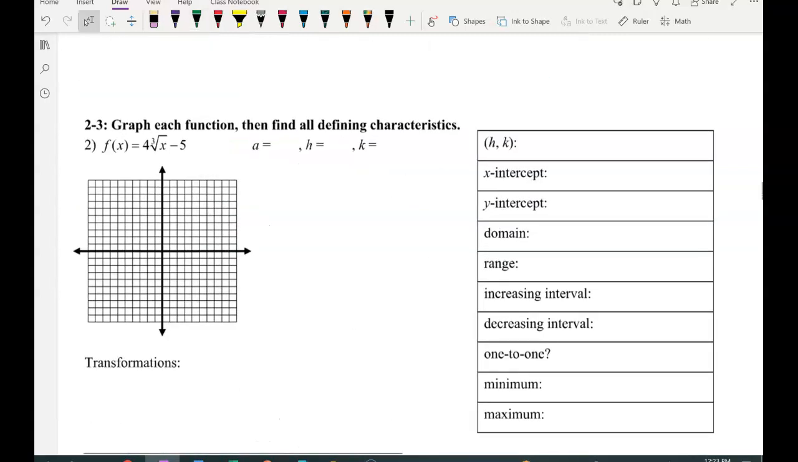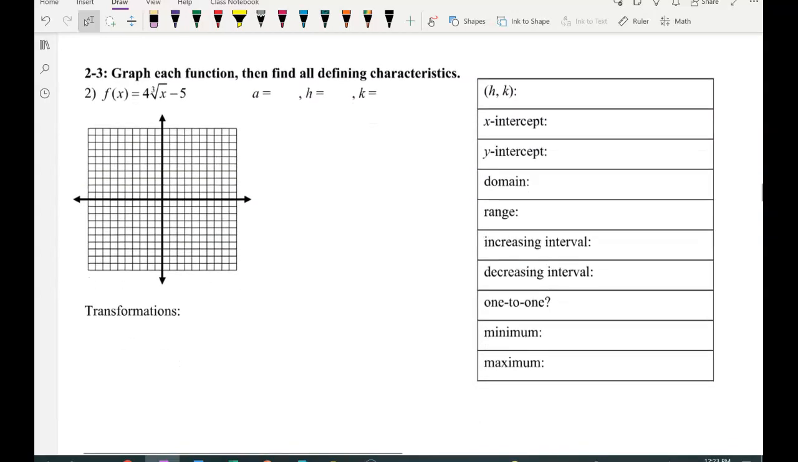We have 2 examples left. Let's rock and roll. Examples 2 and 3 say, graph each function, then find all of your defining characteristics. Your A value is in the front, so we're going to write A is 4. You do not have any H value. Can you guys see that there's only an X under the cube root? So H is 0. Then you have one K value, which is the one outside of the cube root. That's going to be -5.